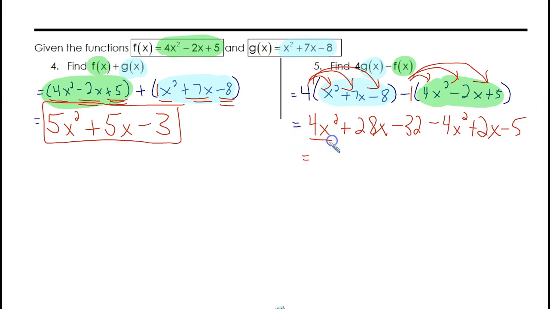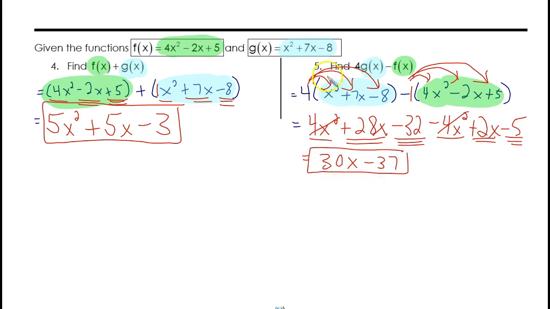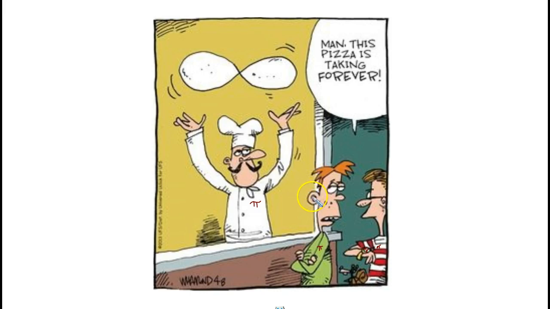So we've got 4x squared minus 4x squared. Well, in this case, anything minus itself is 0, so they cancel each other out. Then I've got 28x plus 2x, which is 30x. And then negative 32 minus 5. Same signs, add and keep to get minus 37. So after all of that multiplying and adding and subtracting, we end up with this smaller thing, which is a linear binomial. It's got an exponent of 1, so a degree of 1, making it linear, and then 2 terms making it a binomial.